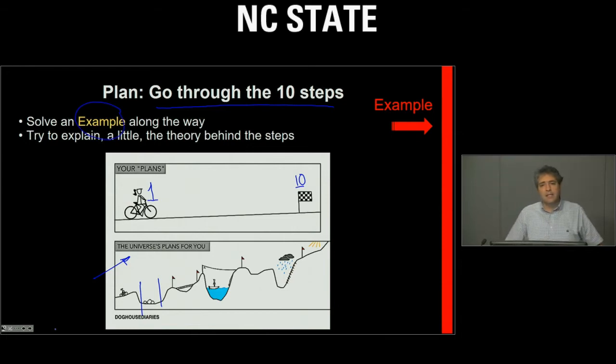I have identified all the slides that are related to the example with this red ribbon on the right-hand side of the slide. So whenever you see a slide that has this red ribbon, it means that we are solving our example. You have to pay close attention, and you will see some of the slides are repeated. They are mainly repeated because we are in the example mode.